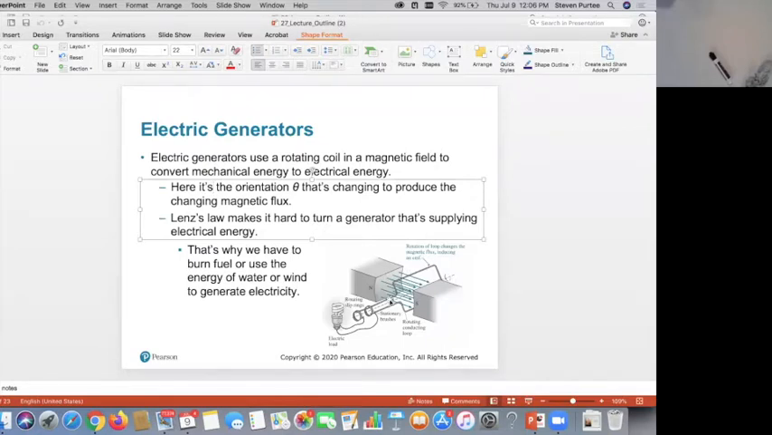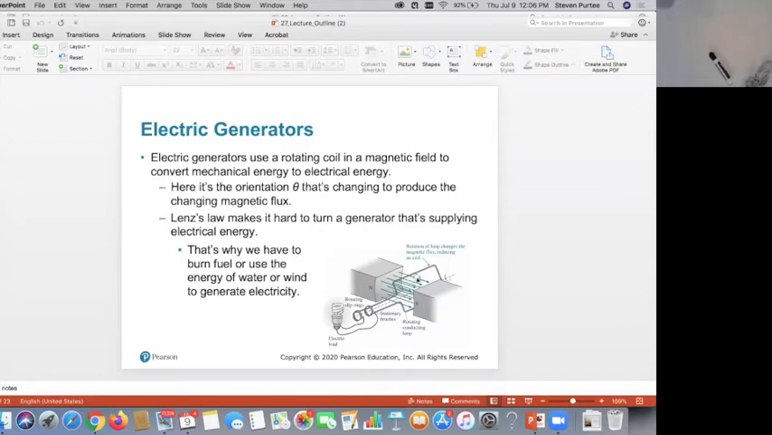Depending on how you set up this loop here, what we call these brushes here, you can make this do a direct current or an alternating current. It's actually pretty easy to turn it into one or the other. And that requires work to do. You don't get this current for free. It requires work to convert chemical energy or mechanical energy into electrical energy.